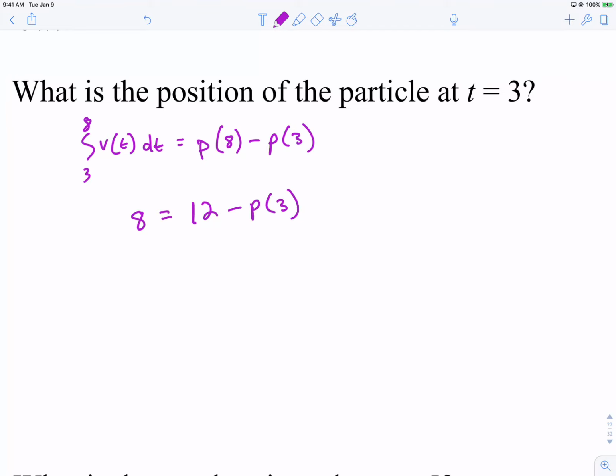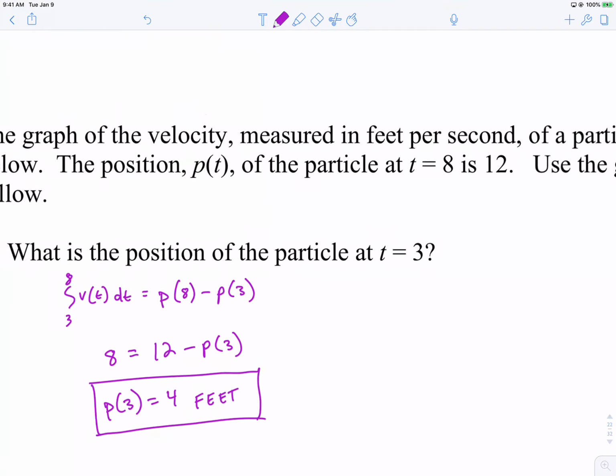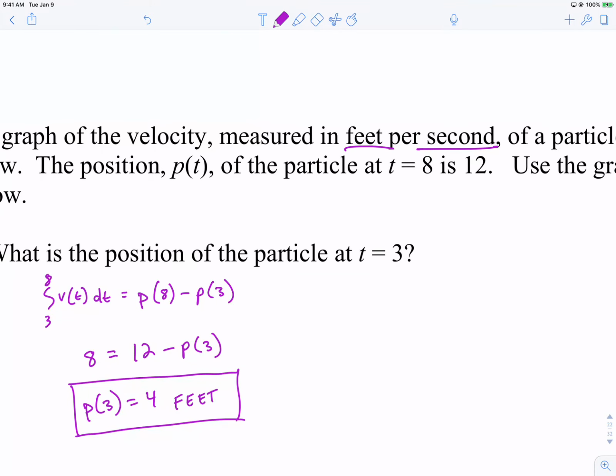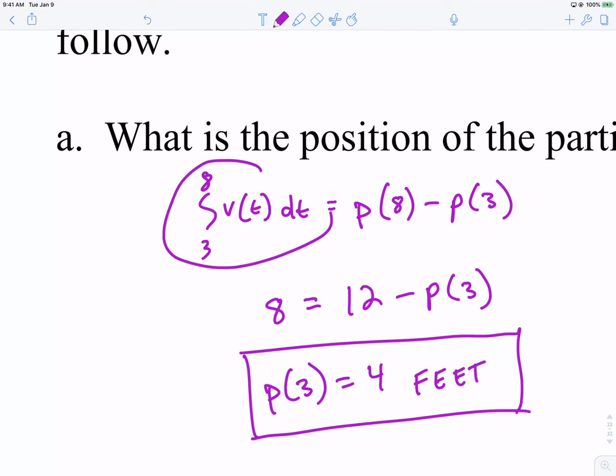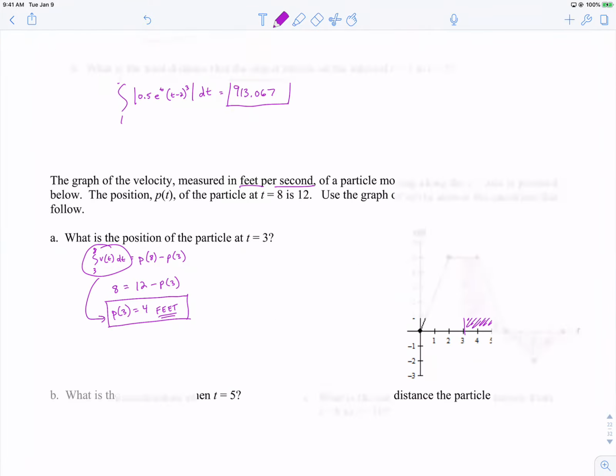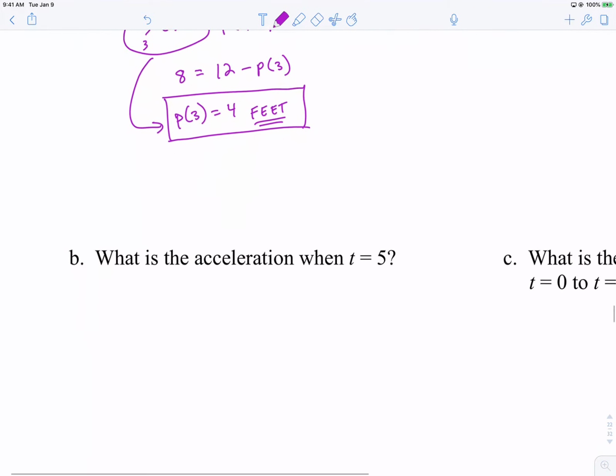So if I add P of 3 to both sides, subtract 8, I get P of 3 equals 4. And if I'm going for units, it's feet. How did I know that it was feet? Because the velocity was given in feet per second. So remember that when you integrate a rate, you get just a value. You get just a dimension, a distance. So that rhymes when you integrate a rate.